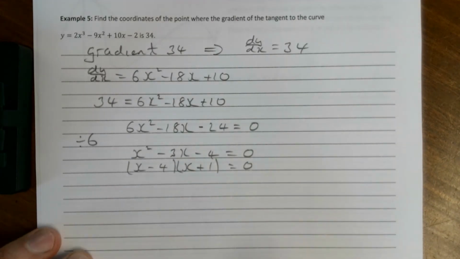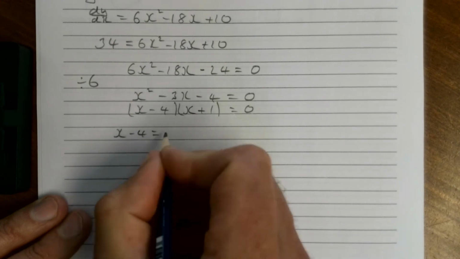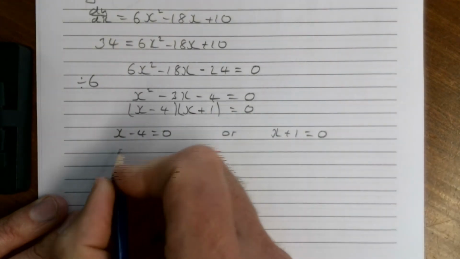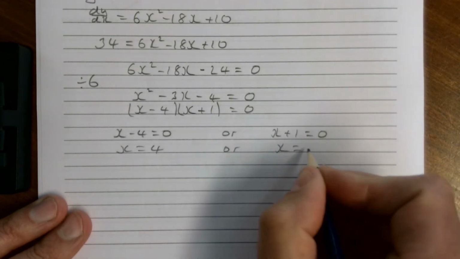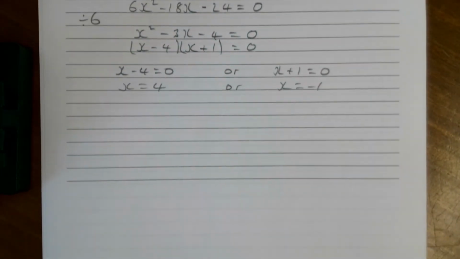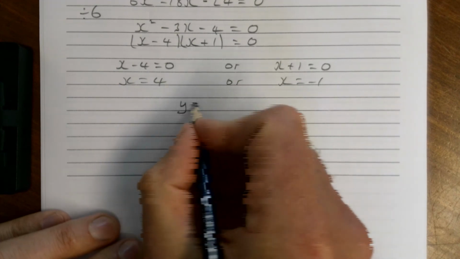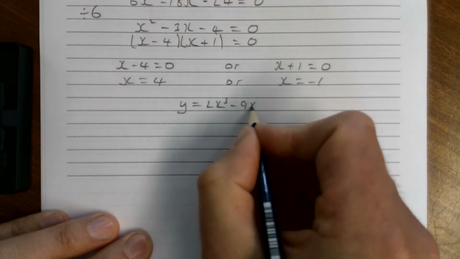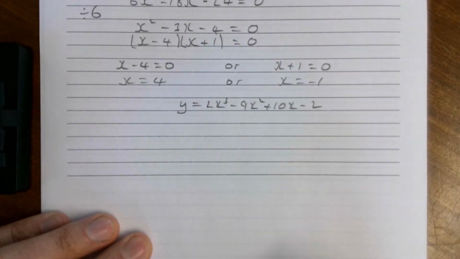So that means x minus 4 equals 0, or x plus 1 equals 0. That means x is 4 or x is minus 1. Similar to the last one then, we need to find the y coordinate, which is always annoying, but we have y equals 2x cubed minus 9x squared plus 10x minus 2.